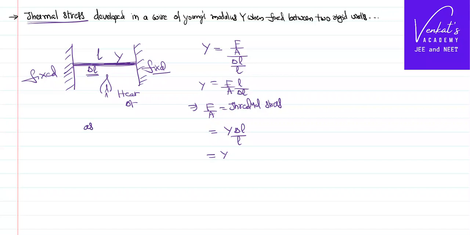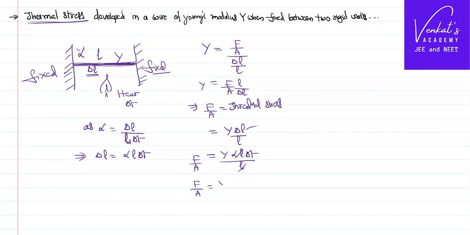As per the definition of alpha of the given wire, alpha is defined as the ratio of change in the length to its original length per 1 degree centigrade rise in temperature. So delta L can be written as alpha L into delta T, where L is its original length. So in the place of delta L, put alpha L into delta T, divided by L, and L can be cancelled. So thermal stress, force by area, equals Y alpha delta T, which is the expression that we are willing to derive in this video.